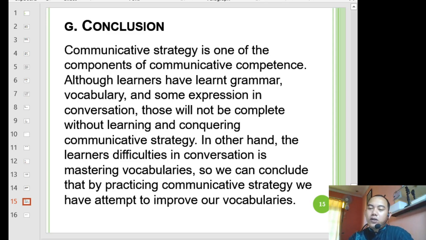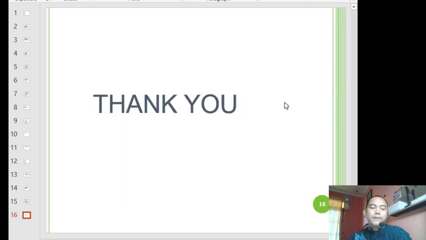It is also a practical way of preventing them from over-relying on dictionaries during in-class communicative activities.